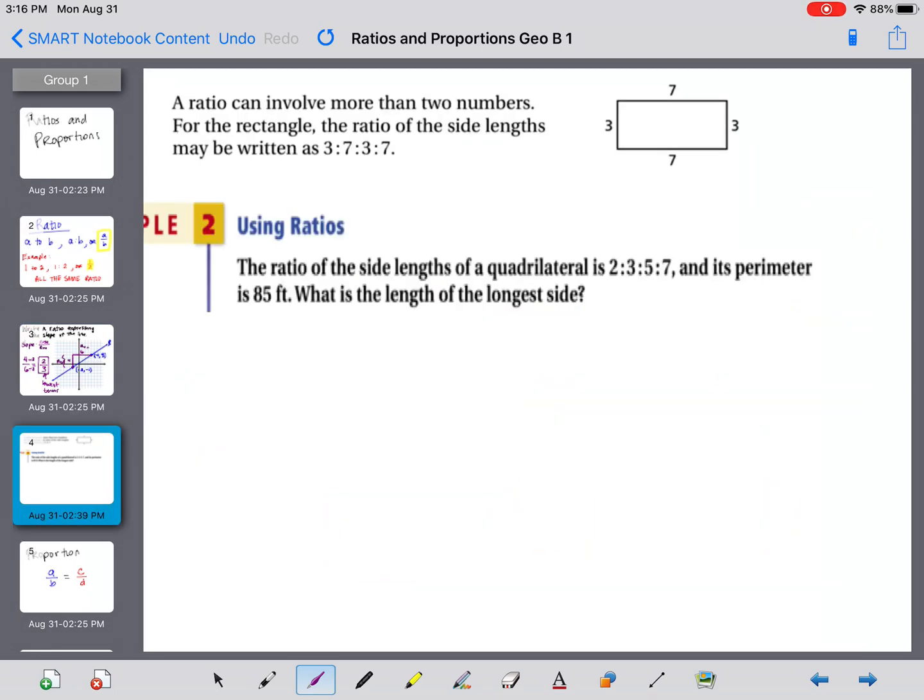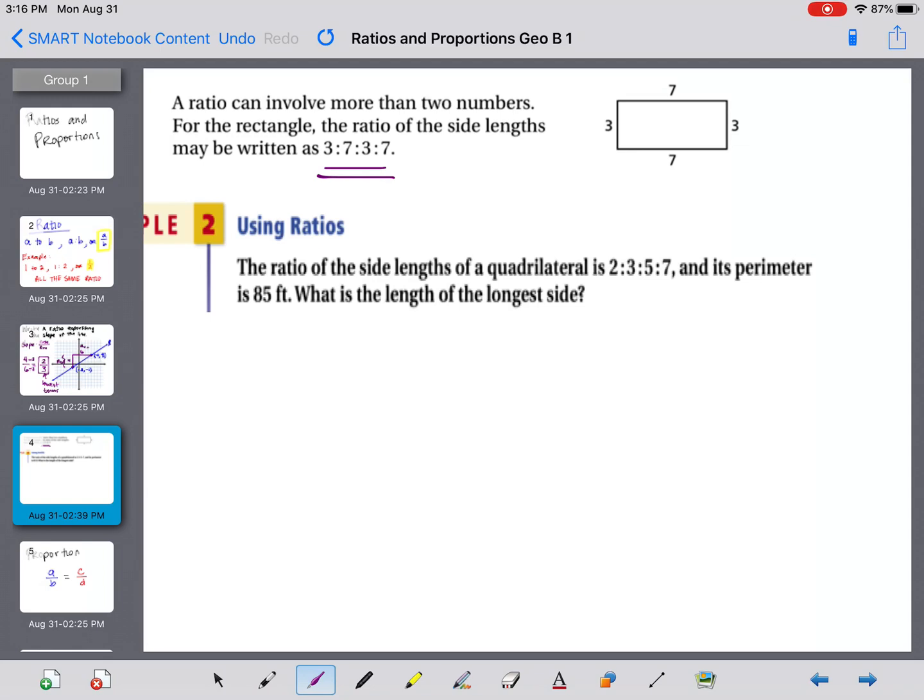A ratio can involve more than 2 numbers. For the rectangle, the ratio of the side lengths may be written as 3 to 7 to 3 to 7. Using this example, we can answer our next question. It says the ratio of the side lengths of a quadrilateral is 2 to 3 to 5 to 7, and its perimeter is 85 feet. What is the length of the longest side?